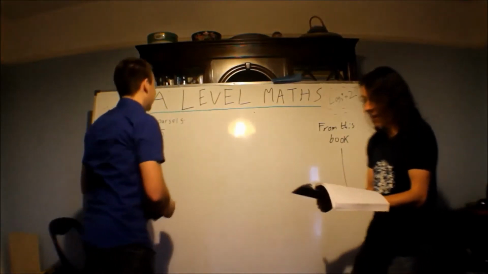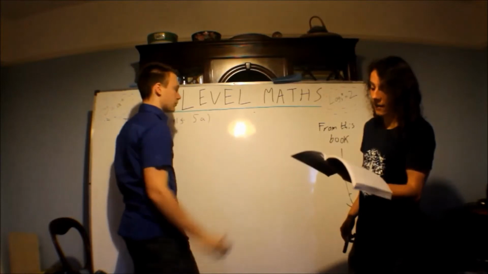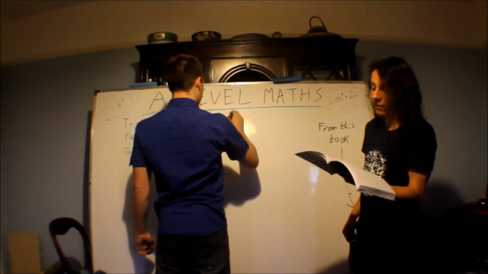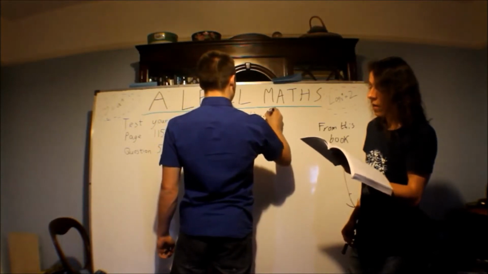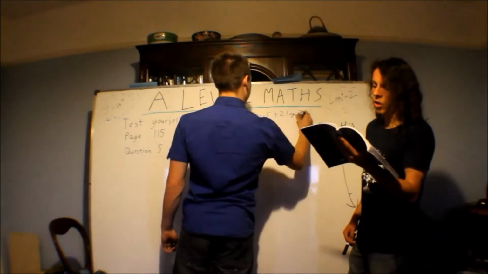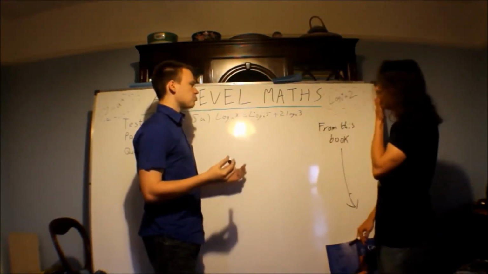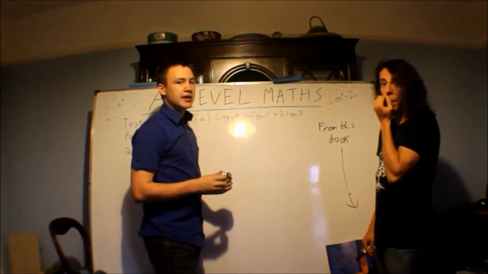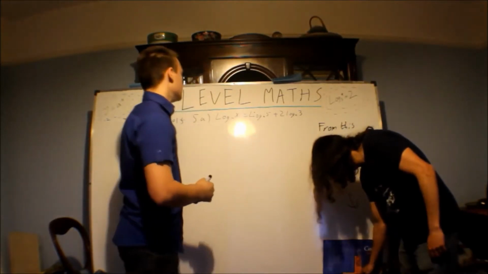Question 5 says that given that log a of x equals log a 5 plus 2 log a 3, where a is a positive constant, show that x equals 45. Really, we can ignore the a in this example. We don't really need it, just to prove that they're all the same.